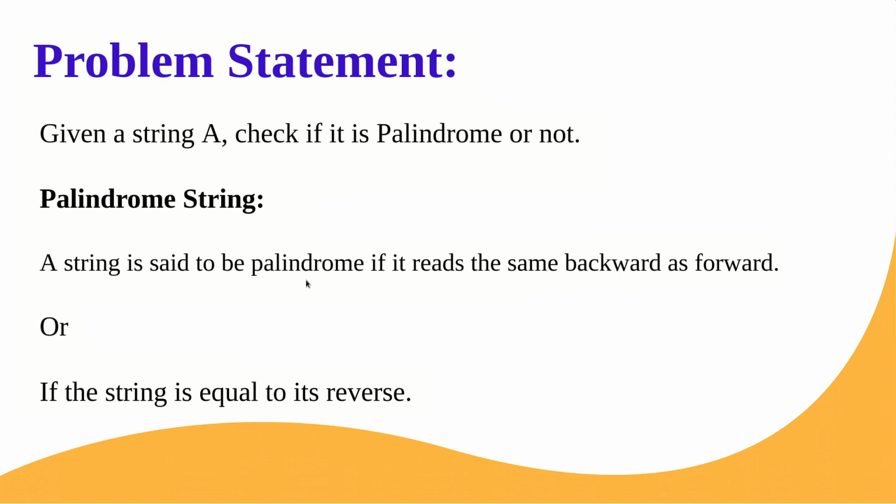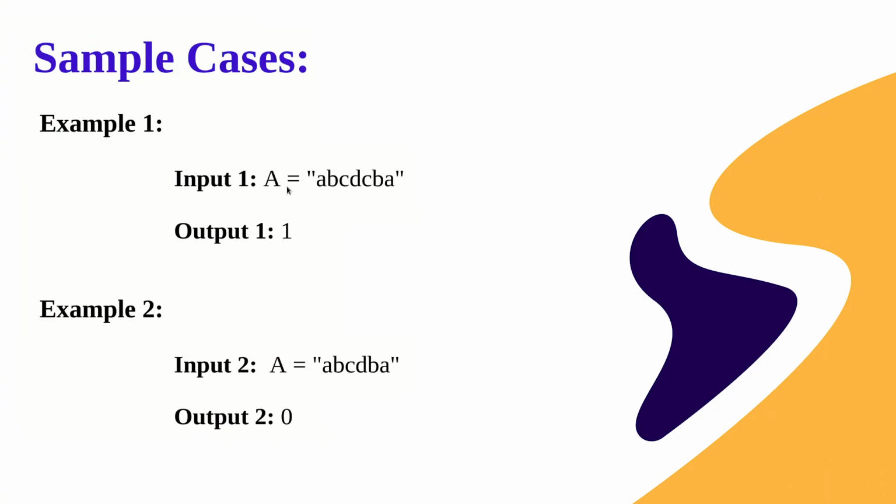A string is said to be a palindrome if it reads the same backward as forward. That might be confusing, so let's look at the simplest definition. If a string is equal to its reverse, then that string is called a palindrome string. Let's have a look at some examples. If the given string is ABCDCBA, as you can see, this string can be read the same in the front direction as well as the back direction, that is, it is equal to the reverse of it.